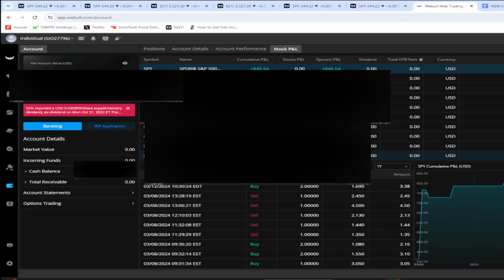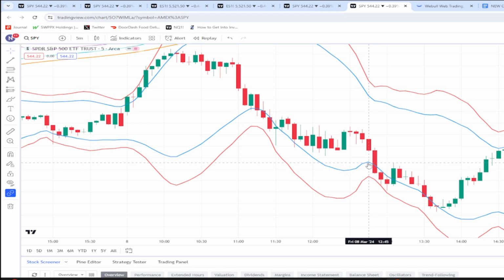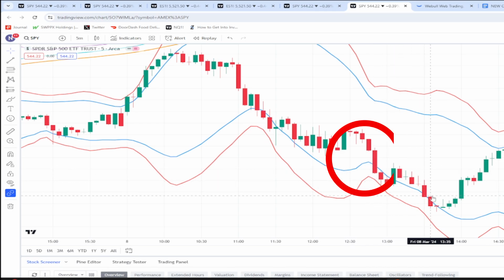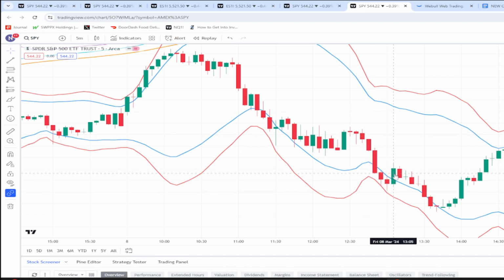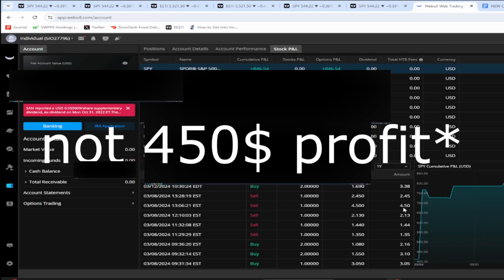But I held the rest of my contracts, and here we are at 1:06 p.m., and this was the biggest contract that I had, and as you can see, we ended up actually getting a very nice move. So further move to the downside right here, and off this green candle I decided to sell. So that was my heaviest contract. I ended up selling that for $450 total.